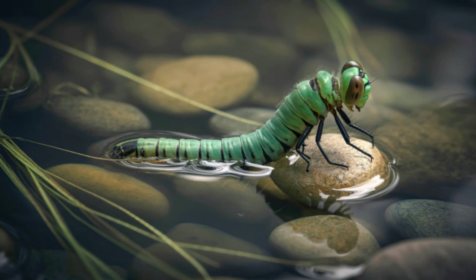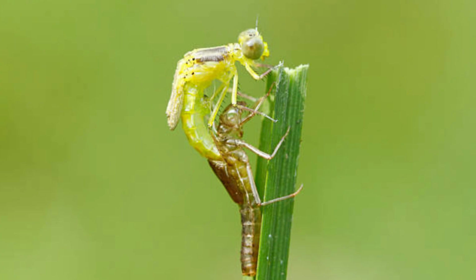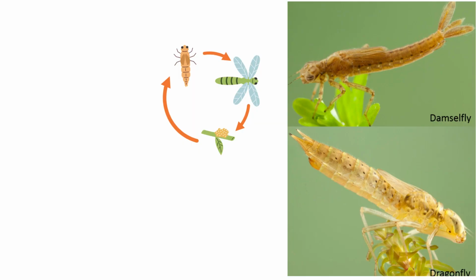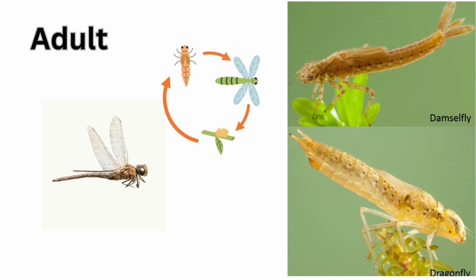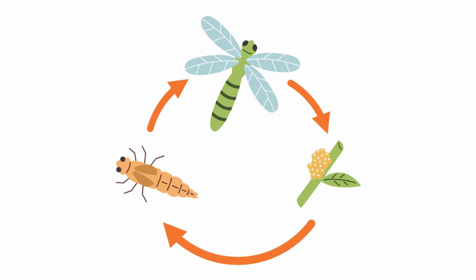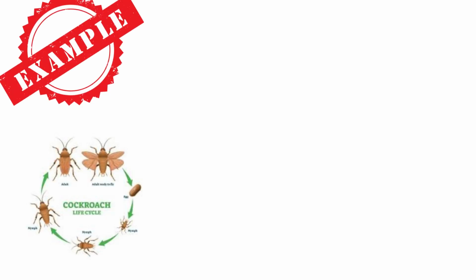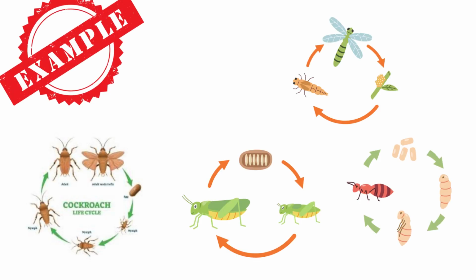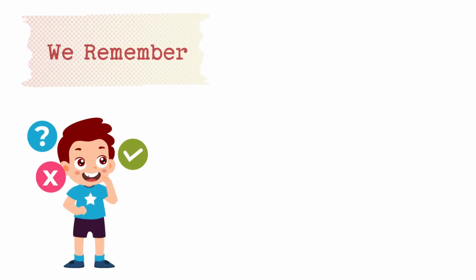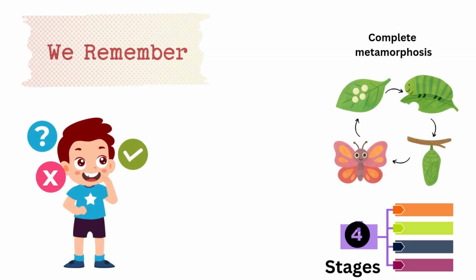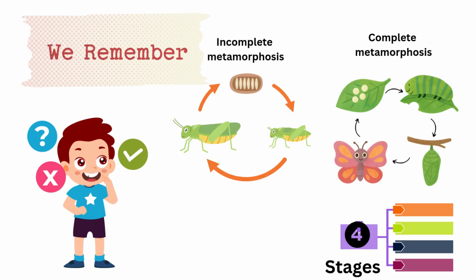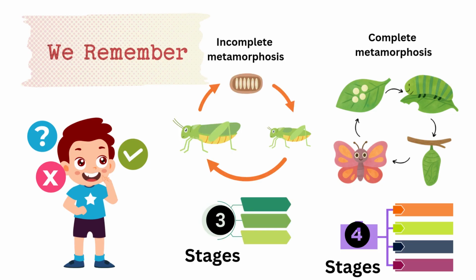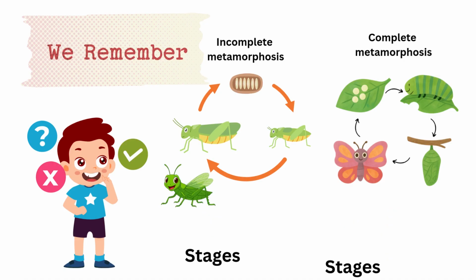As it grows, it sheds its skin many times. This is called molting. Number 3, adult. The nymph becomes an insect with fully developed wings. So the pattern is egg, nymph, adult. For example, cockroach, grasshopper, termite, and dragonfly. So remember, complete metamorphosis has 4 stages and full body changes, and incomplete metamorphosis has 3 stages and no big body change, just growth and wings added.